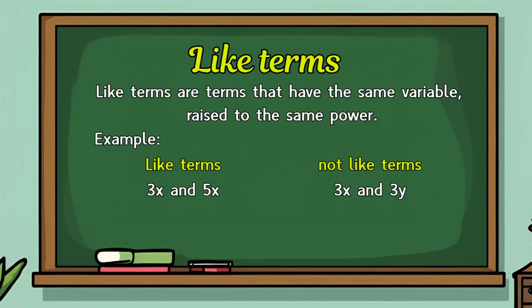But 3x and 3y are not like terms because x and y are different variables. And 4x and 4x squared are not like terms either because the powers of x are different.